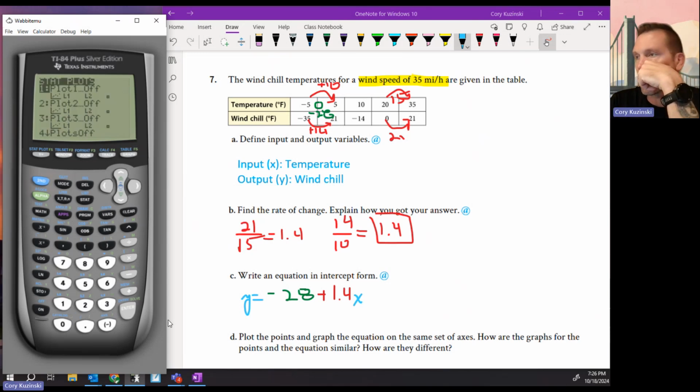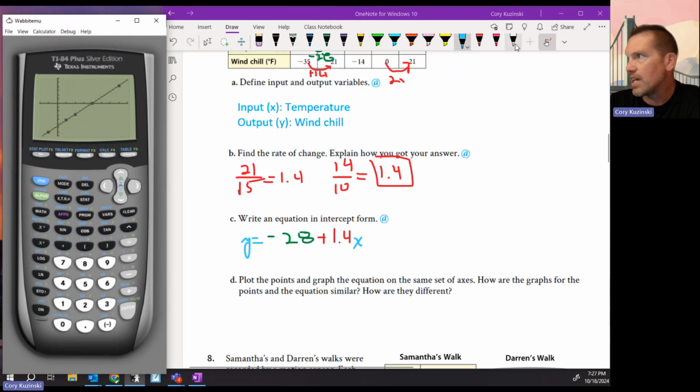All right, let's turn our scatter plot on. Check our window. We'll go from negative 10 up to 40 for temperatures, scale that by 5s. Wind chills, let's go from negative 40 up to 30, scale that by 5s as well. Y equals, put our equation in there, negative 28 plus 1.4x. Graph. So there's our scatter plot and our line.